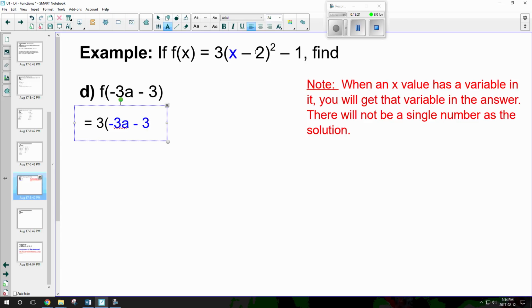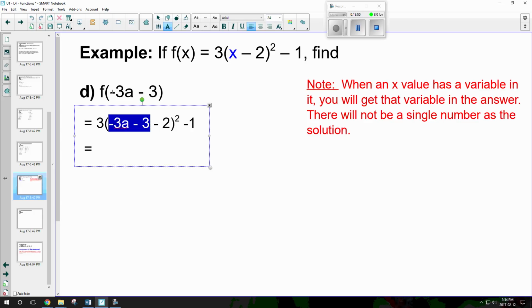Now we continue on with the rest of our function. Inside those brackets, we still have a minus 2. Then we have bracket squared, and then the minus 1 at the end. So all we have done on this line so far is take our function and plug in the x value, which is negative 3a minus 3. Now that we've done that, our next step is the same: we're going to simplify as much as we can.